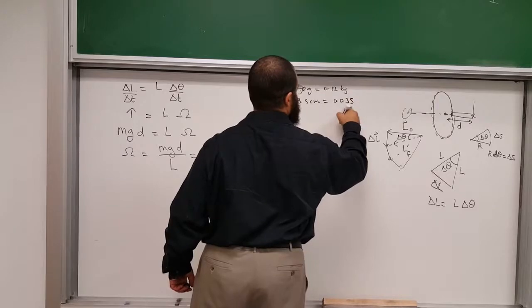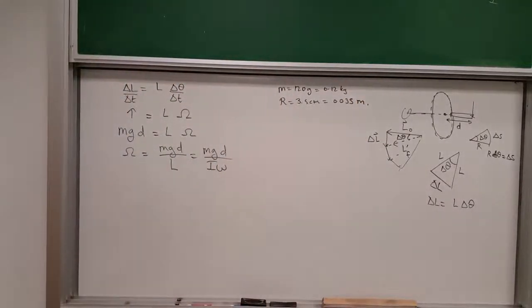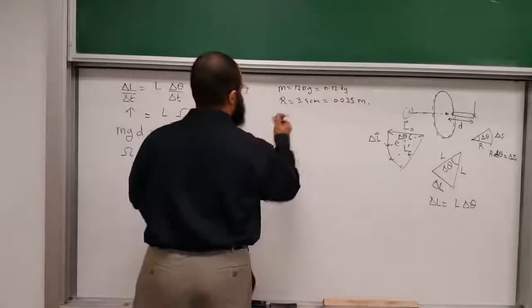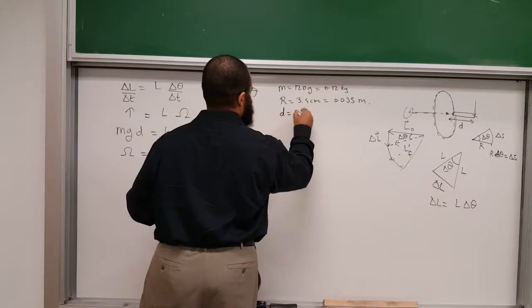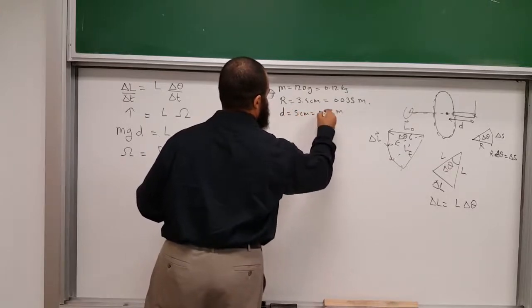So that's 0.035 meters. Okay, and then D, the axle is 5 centimeters, so it's being held 5 centimeters from the axle. And so D is 5 centimeters. This D here is 5 centimeters, so that's 0.05 meters.